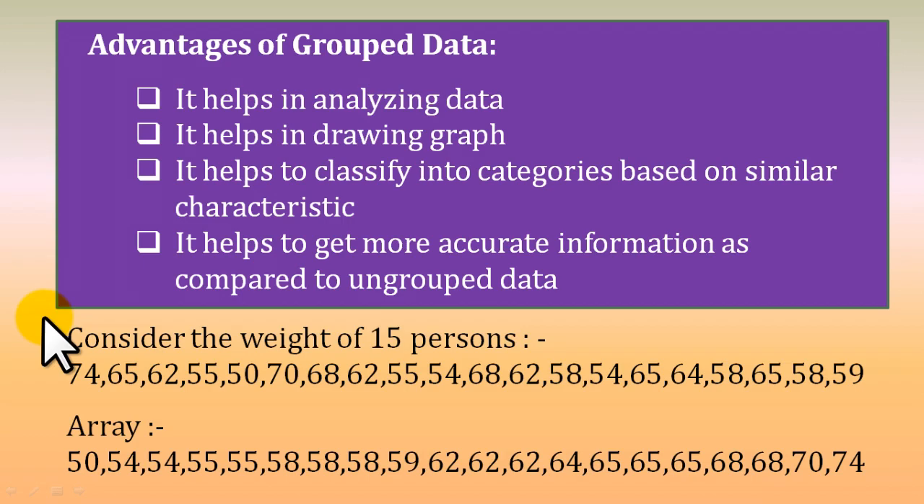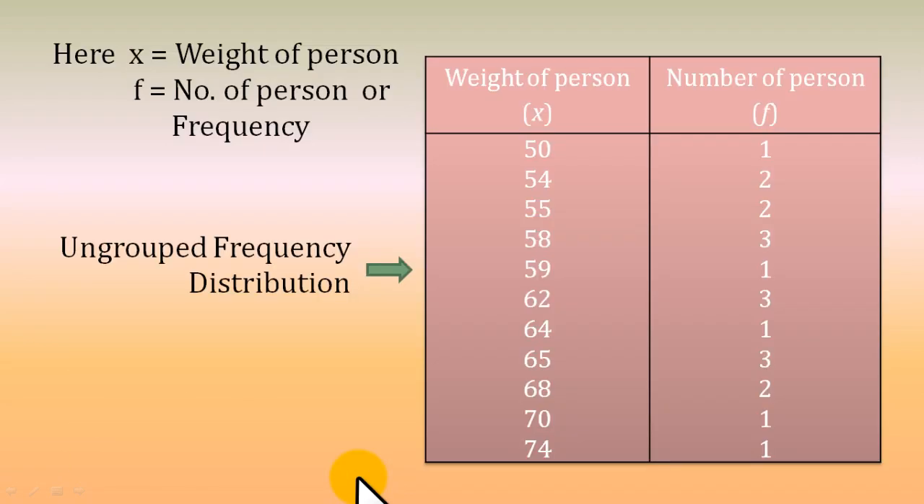For calculating mean, here we have considered an example. So in this example we have considered the weights of 15 persons. After collecting this data, for the first step we have arranged this data in ascending order. After arranging the data in ascending order, we make this ungrouped frequency distribution table. The first column represents the weight of persons, and the second column represents the number of persons, and this number of persons we can call the frequencies.